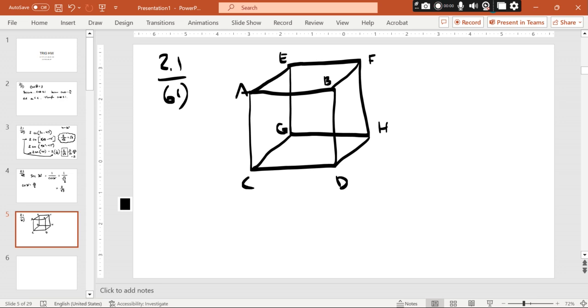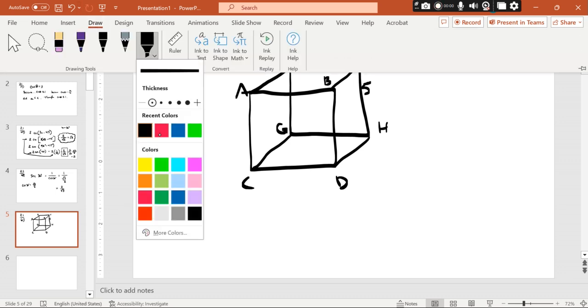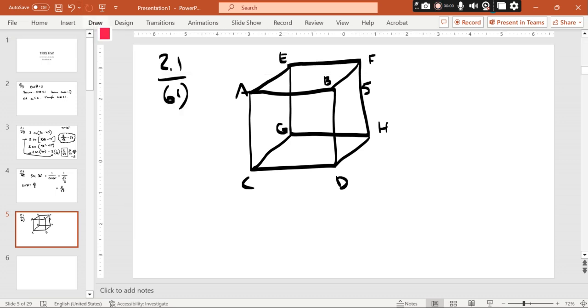Okay. Suppose that each edge of the cube in the figure is 5 inches long. Each side is 5 inches, each edge. Find the sine and cosine of the angle formed by the diagonal CF. Okay, so let me draw it in a different color here. The diagonal is formed here, going all the way up to here. It's inside, and then CH.